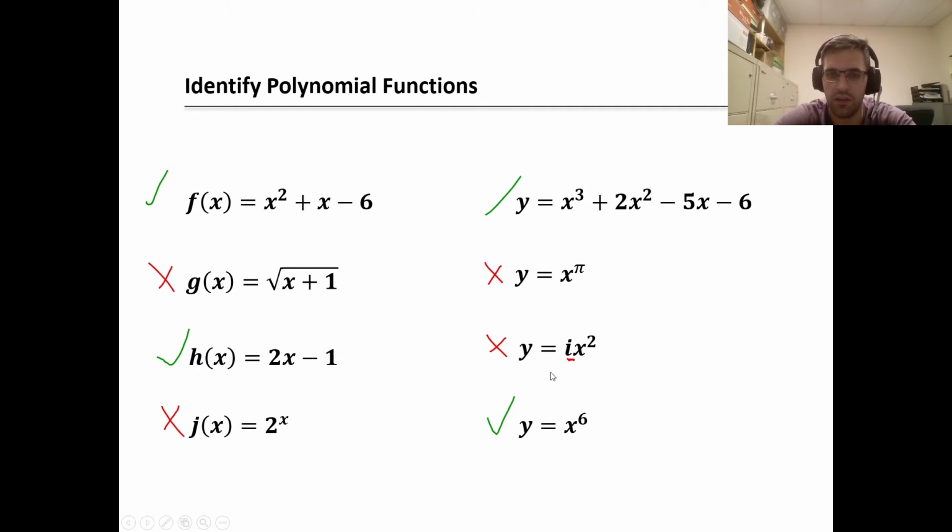If you get rid of the i and you just have y equals x squared, then it would be a polynomial, but it's not because of that i. All right, last one is y equals x to the power of 6. This is a polynomial. Technically it's a monomial because it's only got one term, but it's in polynomial form, so we count that one.